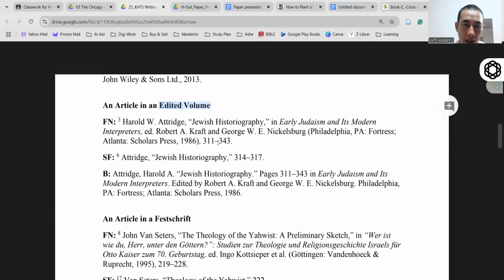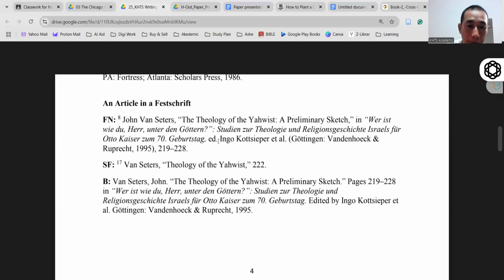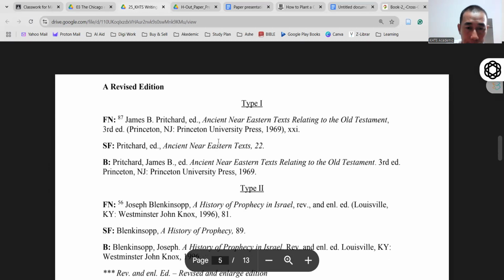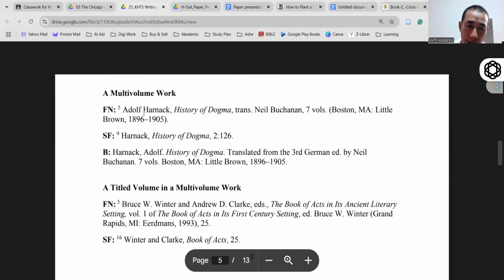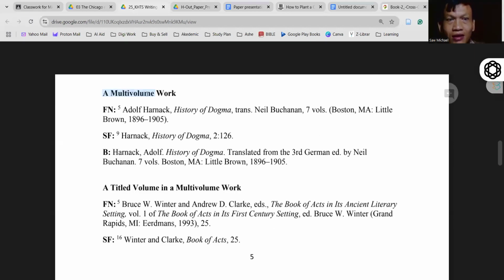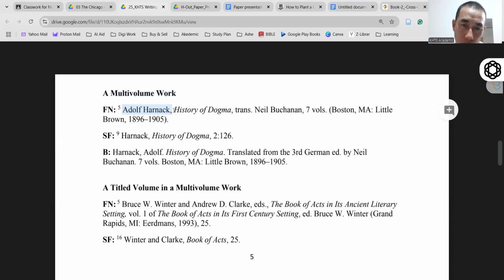Either an article in an edited volume, or it might be something like this. So, the name of the writer, the title of the book. If it is a translation by someone else, trans simply means translator. For example, Michael wrote the book and then I translated, then trans, short form, and then the volume number, from which volume you got that information, then 7 volumes.